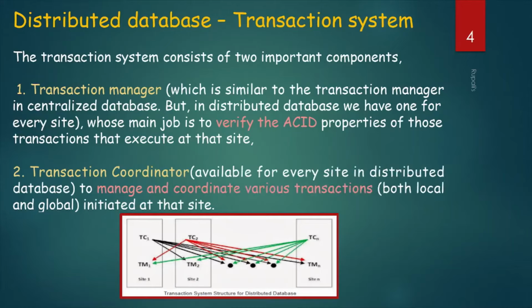Next component is the transaction coordinator. Transaction coordinator is available for every site in a distributed database. The job of this transaction coordinator is to manage and coordinate various transactions that are initiated at that site. The transaction coordinator manages and coordinates various transactions, whether the transaction is local or global. Both kinds of transactions are managed and coordinated by this transaction coordinator.